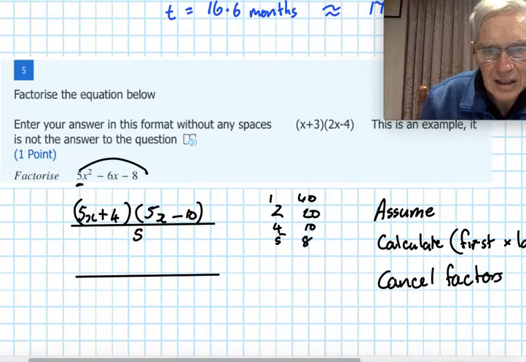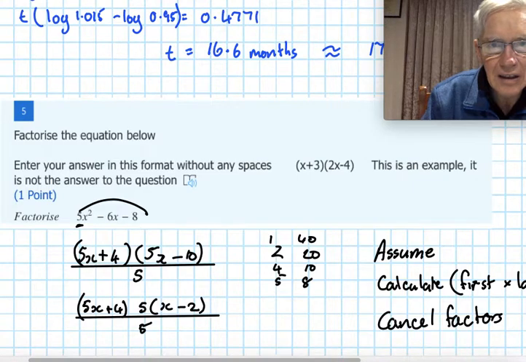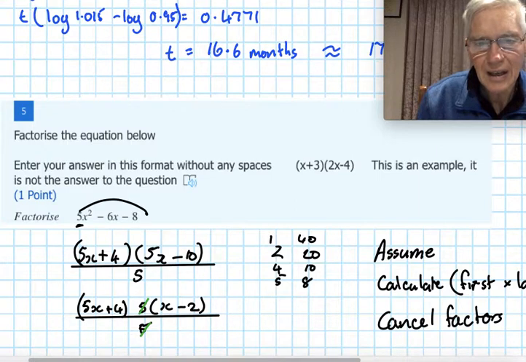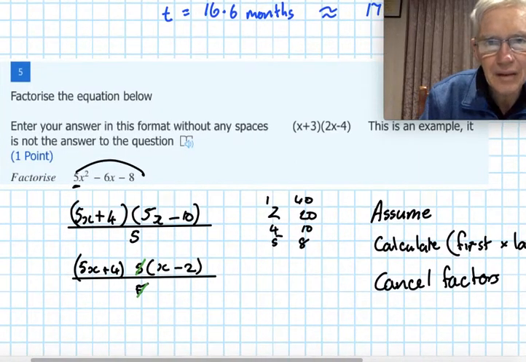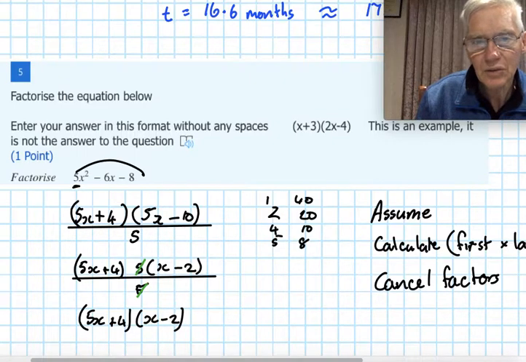Now I can see that this here doesn't have a common factor of 5, but the right does. So I'm going to write that as 5x plus 4, and I'm going to take a common factor of 5, which will leave me x minus 2 over 5. And now we can see that the 5's will cancel out here and here, and that will give us our answer. And so we're done. The answer is 5x plus 4 and x minus 2. So we've factorized that, and it's all nicely done.